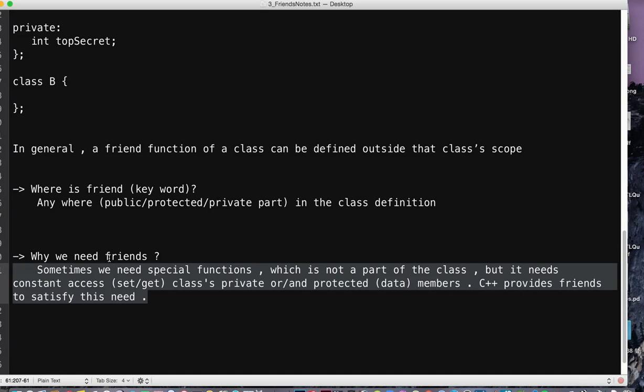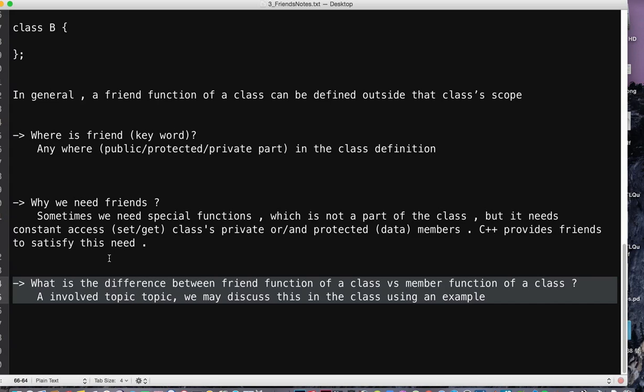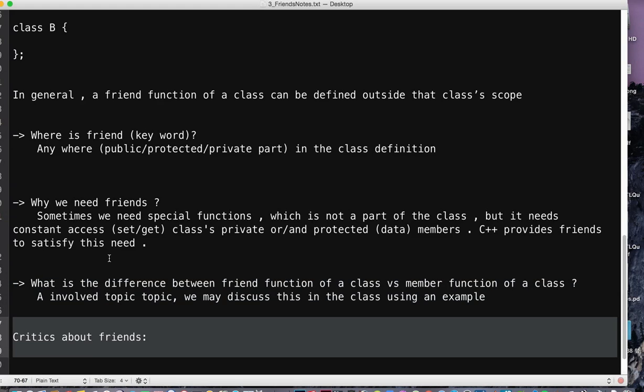So why do we need friends? Sometimes we need special functions which are not part of the class, but which will get access to the class's private or protected members. C++ provides friends to satisfy this need. So what's the difference between a friend function versus a member function of a class? It's a somewhat involved topic. We will discuss this in class using an example.